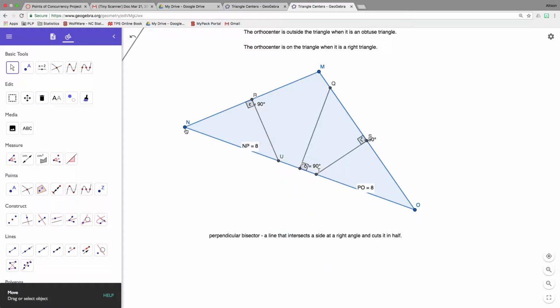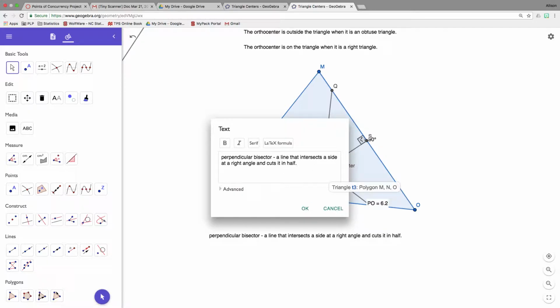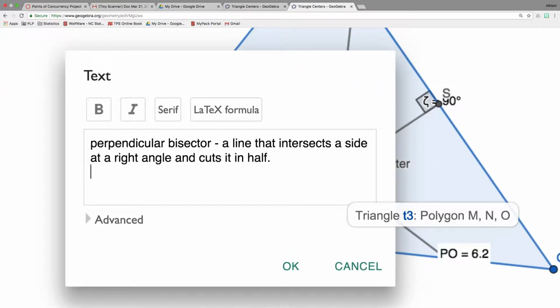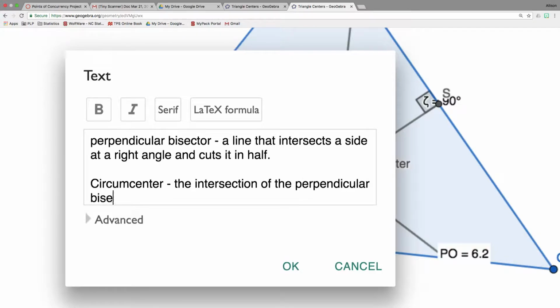So part of our notes needs to say that. Let's go ahead and add to our notes. You ready? Let me try to zoom in for y'all. First of all, let's define what the circumcenter is. What is it? It's the intersection of the perpendicular bisectors. Good, you're right.